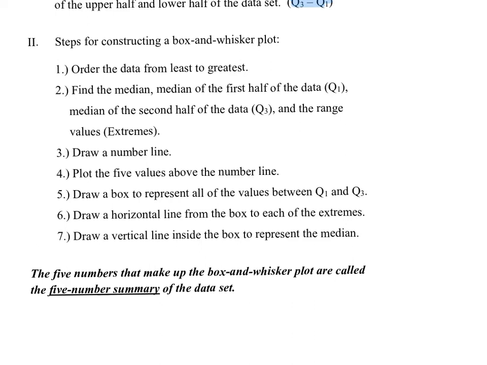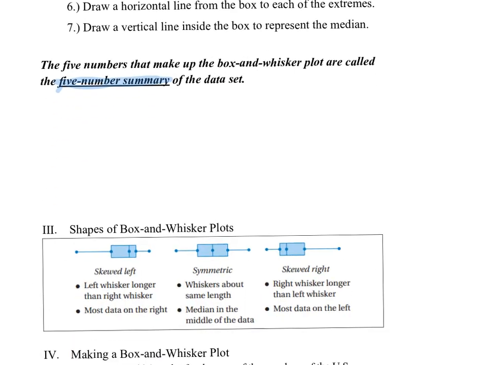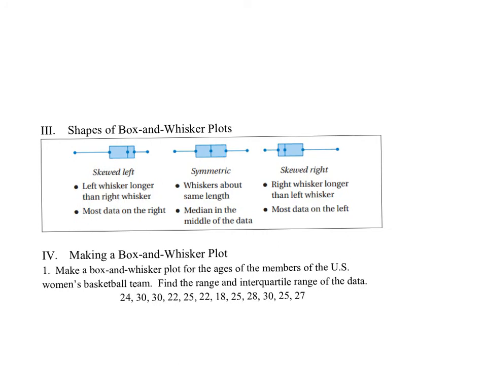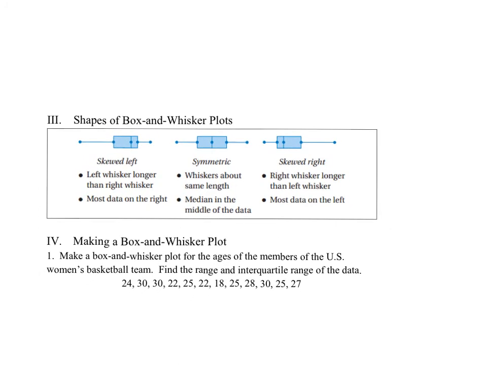When you create your box and whisker plot, I like to say you have this 5-number summary. Okay, it's those 5 numbers that make up your box and whisker plot. So it's your median value, your first quartile value, your third quartile value, and your 2 range values. So that creates 5 different numbers. So we call that your 5-number summary. So creating a box and whisker plot, we'll get to that once we look at your distribution of it.